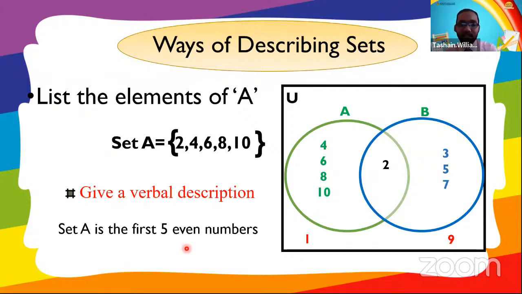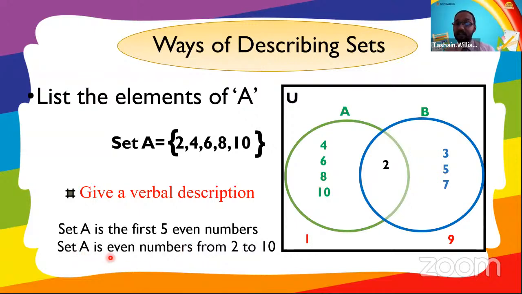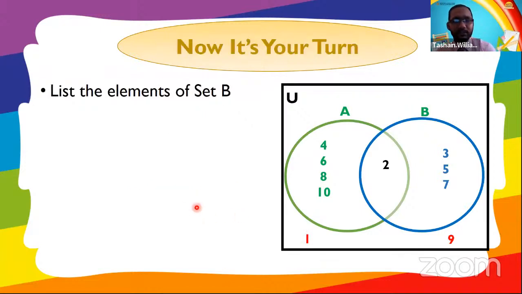Now, there are other ways that we can describe this set. Set A is even numbers from 2 to 10, right? So either of these two answers is correct. Very good. All right, boys and girls. Now it's your turn. So we have the same diagram from the previous slide. And in this case, I want you to list the members of set B.